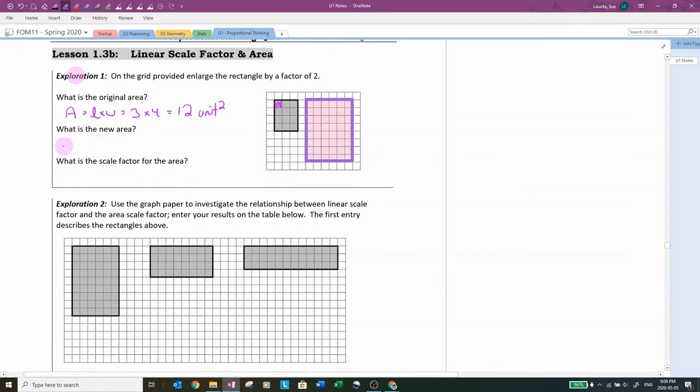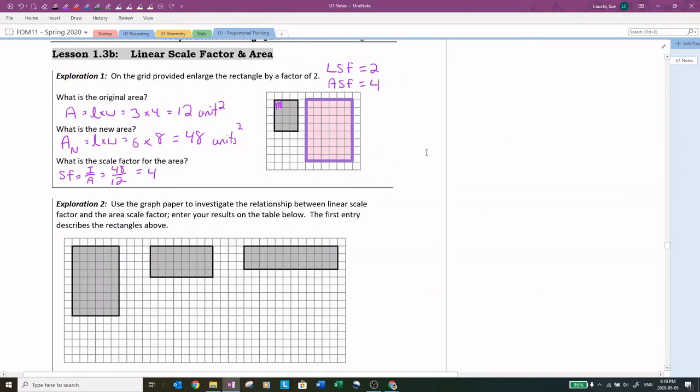What's the new area? Well, the new area is still length times width, but they're different lengths and different widths. It's 6 times 8, which is 48 units squared. What's the scale factor for the area? Well, scale factor, as always, is image over actual. So that's 48 over 12, which is 4. Okay, so our linear scale factor was 2, and our area scale factor is 4. Let's just hold on to that for a minute.